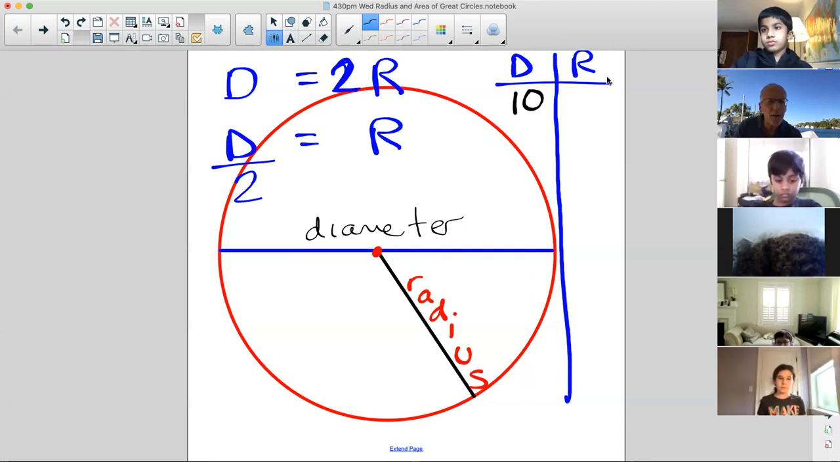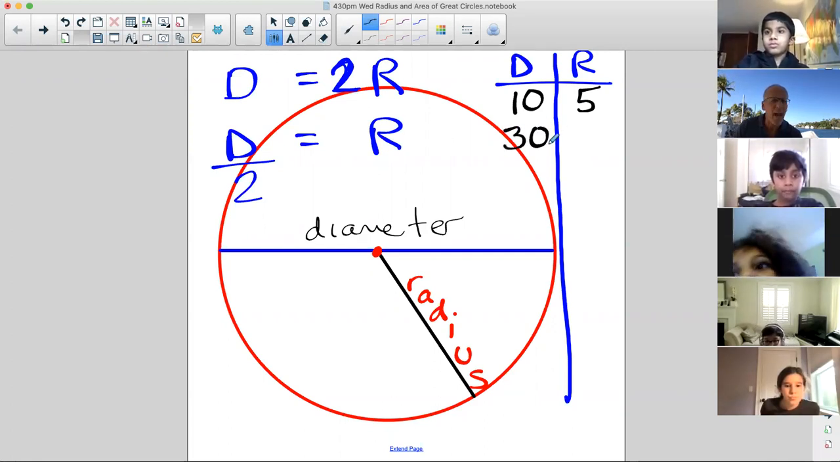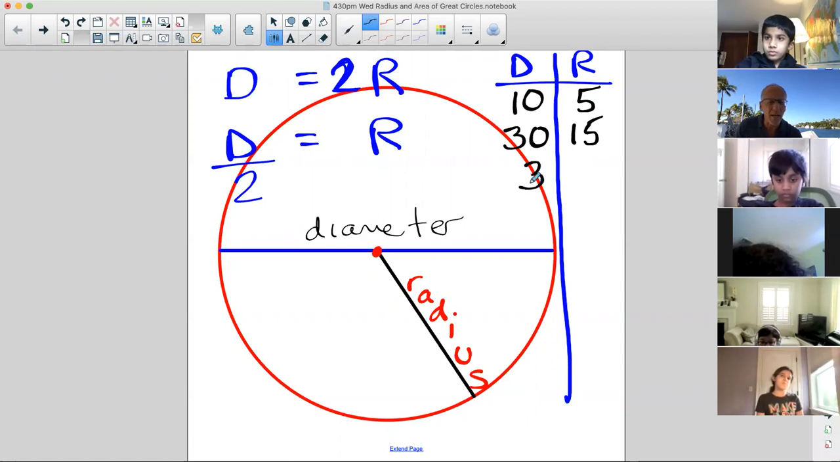William, how long do you think the radius is? You'll have to unmute yourself. 10 divided by 2 is 5, so that means the radius is 5. And that is correct. The radius is 5. Now, what if the diameter is 30? Everybody on 3. 1, 2, 3, go. 15. What if the diameter is 3? On 3. 1, 2, 3, go.